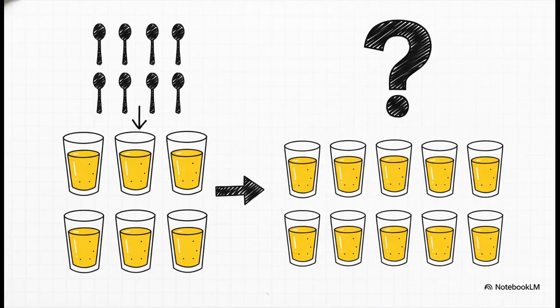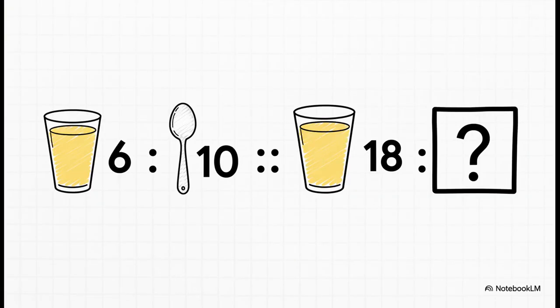Okay, first problem. Let's imagine Kasang is making some lovely nimbu pani. Her recipe for 6 glasses is 10 spoons of sugar. Now her friends have come over and she needs to make 18 glasses. To make sure it tastes just as yummy, how much sugar does she need? Well, for the taste to be the same, the ratio of glasses to sugar must stay the same. It must be proportional. So we set it up like this. 6 glasses is to 10 spoons, as 18 glasses is to some unknown amount of sugar. That's what we need to figure out.